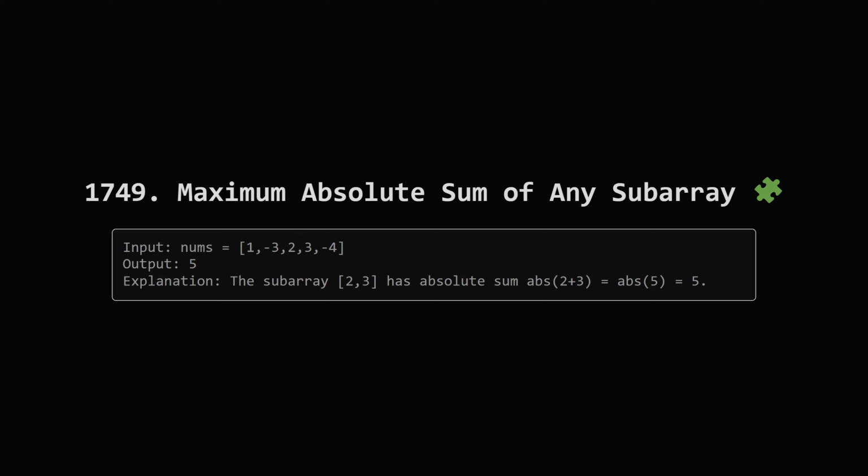Here's the code. Let me walk you through today's first LeetCode problem. It's called maximum absolute sum of any subarray. Basically, we're given an array of numbers, and we need to find the subarray with the largest absolute sum. A subarray is just a contiguous section of the original array. The absolute sum is just the sum of the subarray, ignoring any negative signs. I'll show my solution on the next slide.